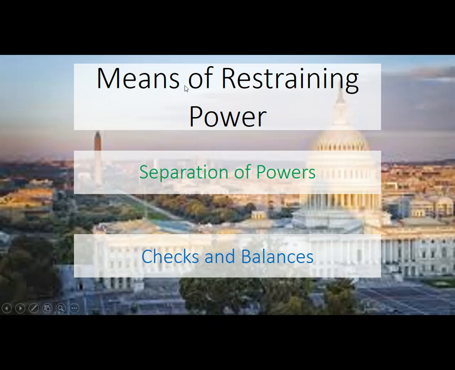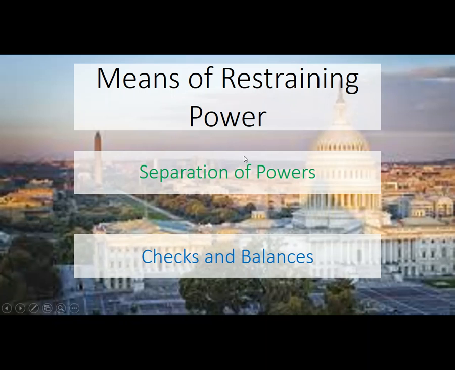So the last part of this video, and I'm only going to touch on it really briefly because we do a lot more with this later on. The Constitution has means of restraining power within and among the 3 branches of government. You hear this phrase separation of power, and you hear this phrase checks and balances. The overarching idea, and in my opinion, again, this is kind of the genius of James Madison and the framers, they didn't want any one branch to get too powerful.